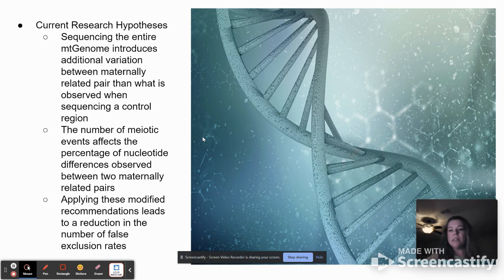Some current hypotheses coming from research are that sequencing the entire mitochondrial genome introduces additional variation between maternally related pairs than what is observed when sequencing a control region. The number of meiotic events affects the percentage of nucleotide differences observed between two maternally related pairs. Applying these modified recommendations leads to a reduction in the number of false exclusion rates.